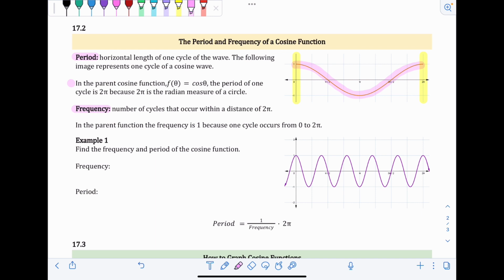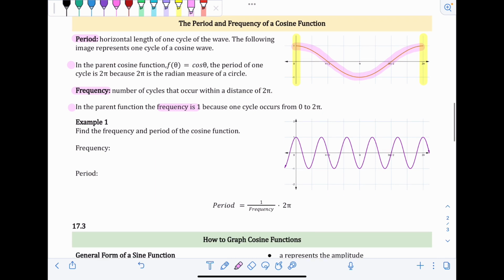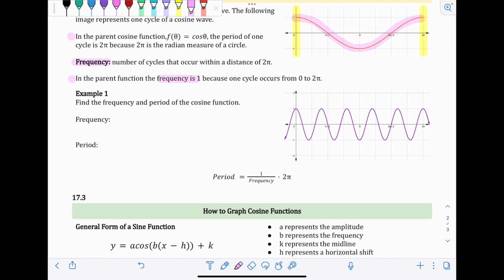So you can see on our graph, we just looked at from 0 to 2 pi and just one cycle happened. So in the parent function for sine and cosine, the frequency is just 1, because only one cycle occurs between 0 and 2 pi, but that can vary depending on the function. So example 1, find the frequency and the period of the cosine function. We're going to just find it without a formula, and then we'll go through the formula after. Same thing as what we did with sine.